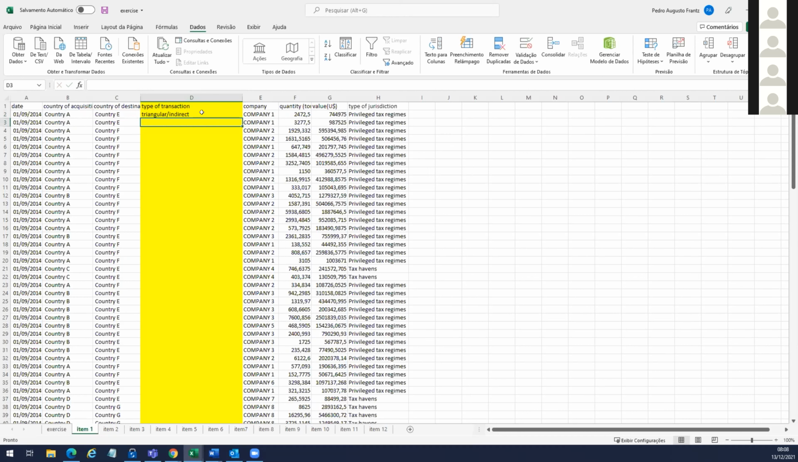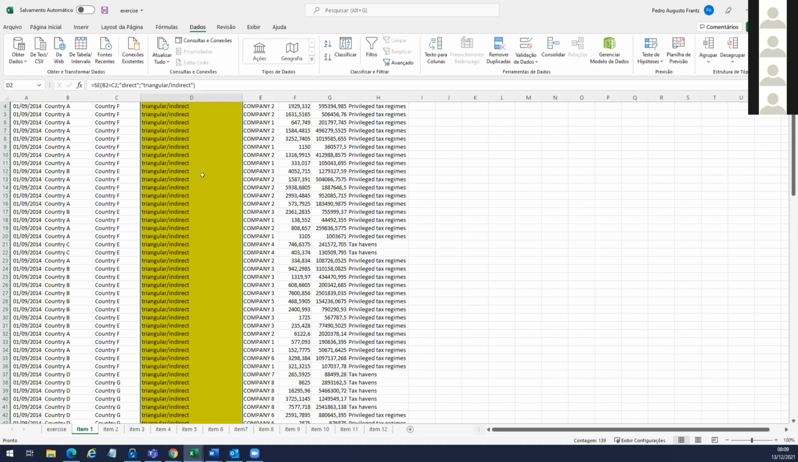Here it is. It calculates if country of acquisition is equal to country of destination. In this case, it's different, and the formula put triangular indirect. I will replicate this formula to all of my sheet with a double click here in the lower right.